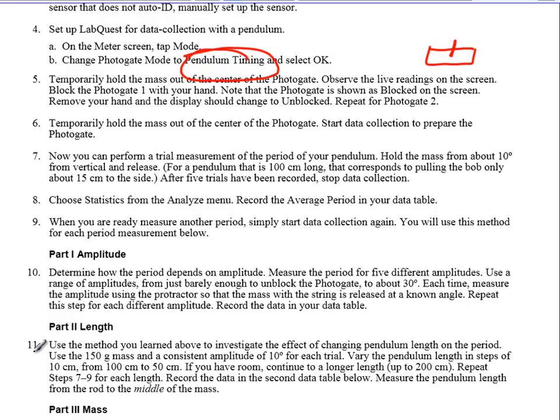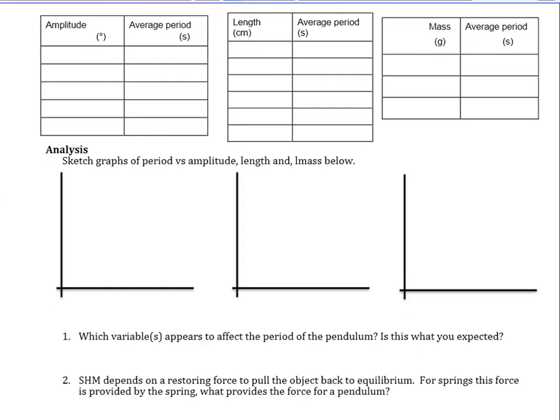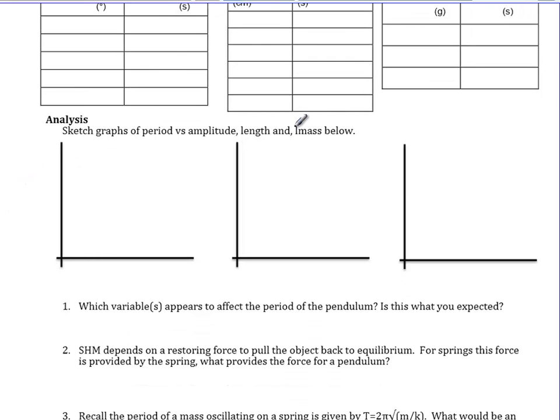And then hold the mass off the center, measure a whole bunch of stuff. Cool. Now, your data is your data. I don't know how long your pendulum is. I don't know what all the different things are that you were doing. But what I want you to do when you're done is sketch the graphs of period versus amplitude, length, and mass.